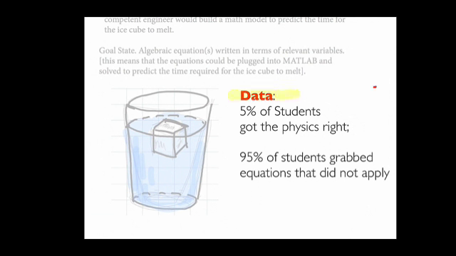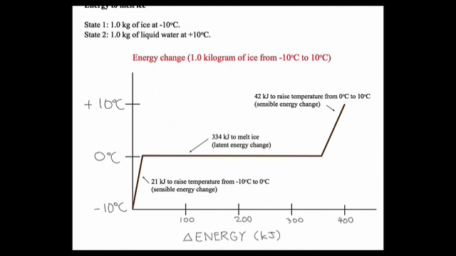5% of the students got the physics right and 95% did not, and they appeared to be just grabbing equations that didn't really apply to this situation. So I'm going to do a quick review of the physics. So if our system is 1 kilogram of ice and our process is to heat this from minus 10 degrees C to plus 10 degrees C, and we're looking at the energy change.